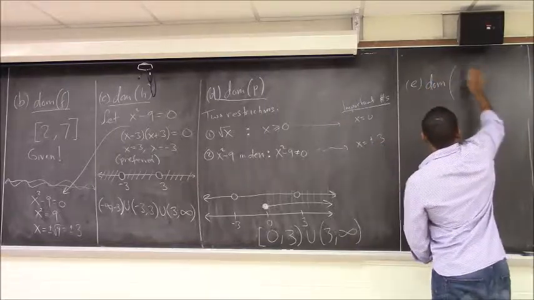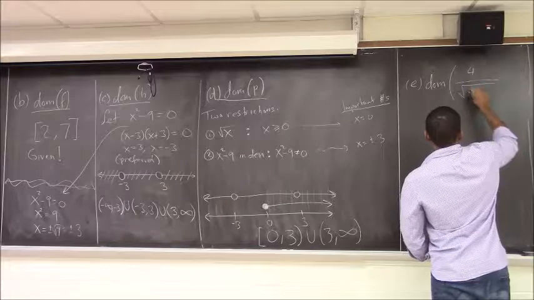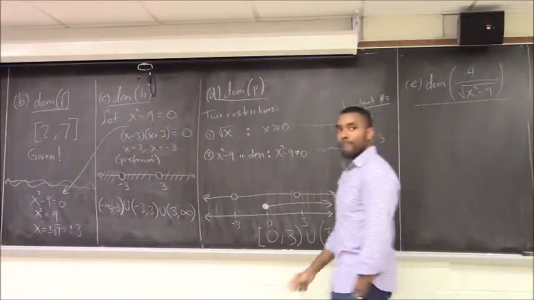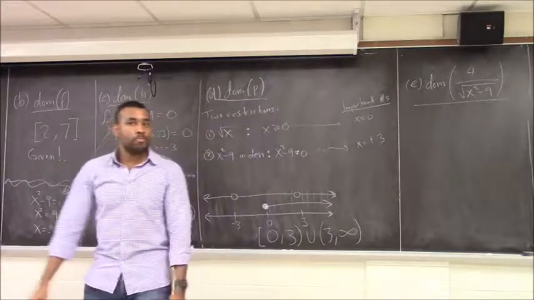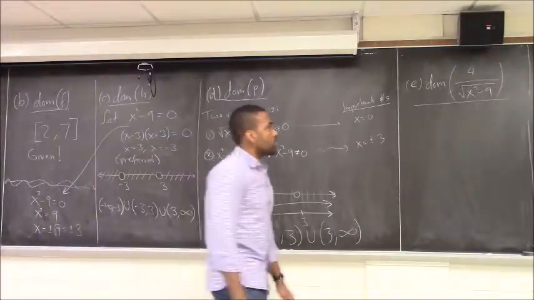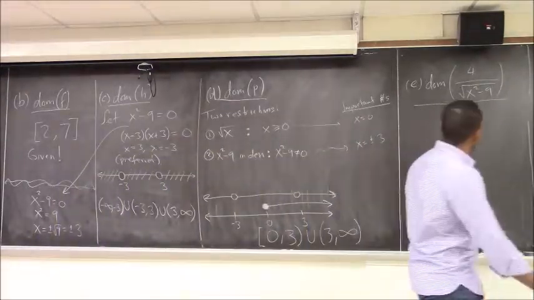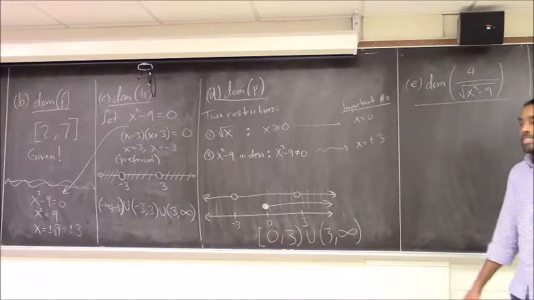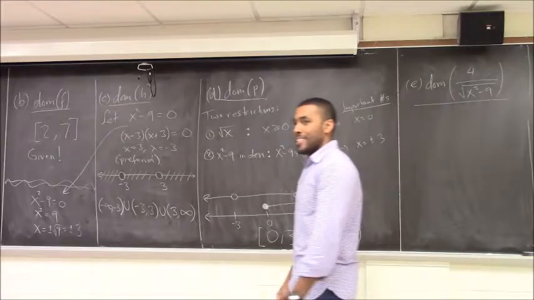How about the quiz? The domain of 4 over the radical of x squared minus 9. Is it all real numbers? So it would be like from negative infinity to positive infinity? Nope. How would you figure that out?